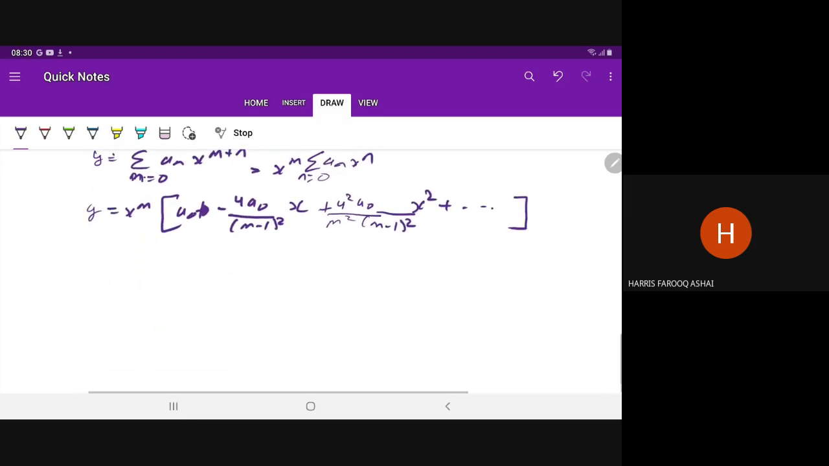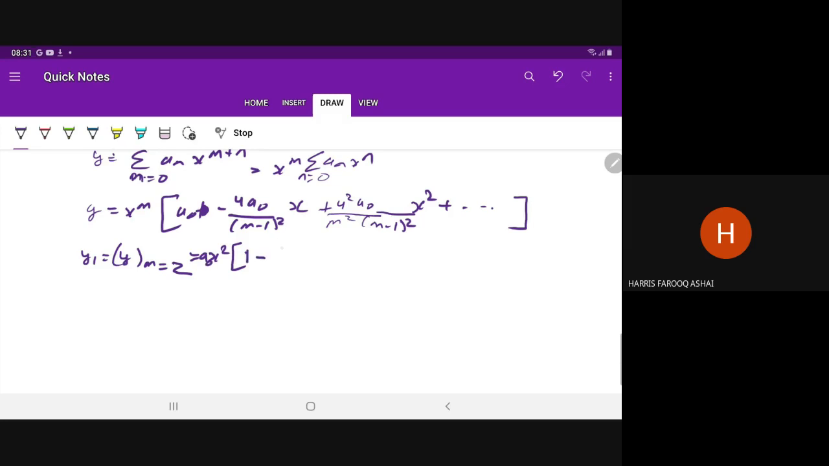Now for getting the y1, what is it? For m equal to 1 root, the bigger root, but in this question we have the equal root, so we put m is equal to 2. When we put m is equal to 2, it becomes x square, and a naught you can take common, 1 minus m is equal to 2.